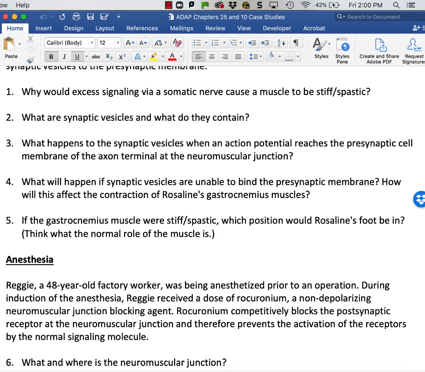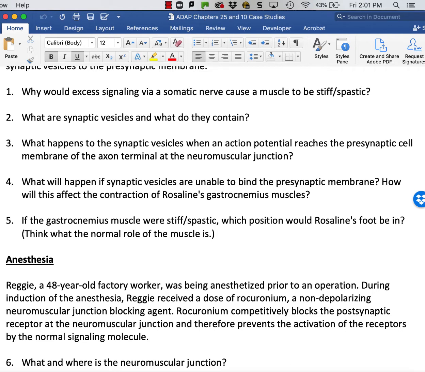Question 4. What will happen if synaptic vesicles are unable to bind the presynaptic membrane? How will this affect the contraction of Rosalind's gastroc muscles? If the synaptic vesicles can't bind to the presynaptic membrane, then acetylcholine will not be released into the synaptic cleft. Therefore, there will be no depolarization of the postsynaptic membrane and no release of calcium from the sarcoplasmic reticulum, and thus no muscle contraction.